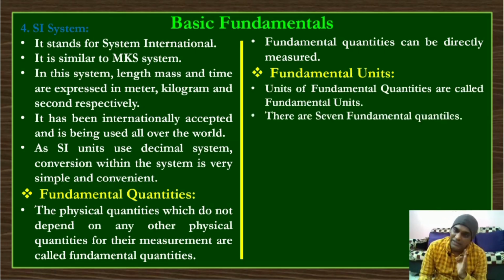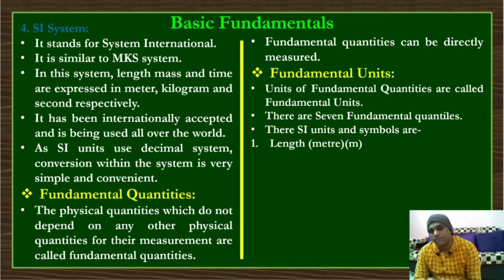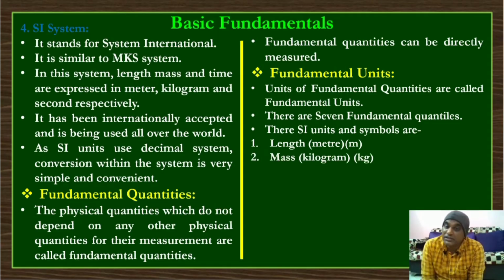There are basically 7 fundamental quantities worldwide accepted, and their SI units and symbols are given below. First fundamental quantity is length. Its unit is meter and its symbol is m, meaning the symbol of the unit is m. Another is mass. It is measured in kilogram.